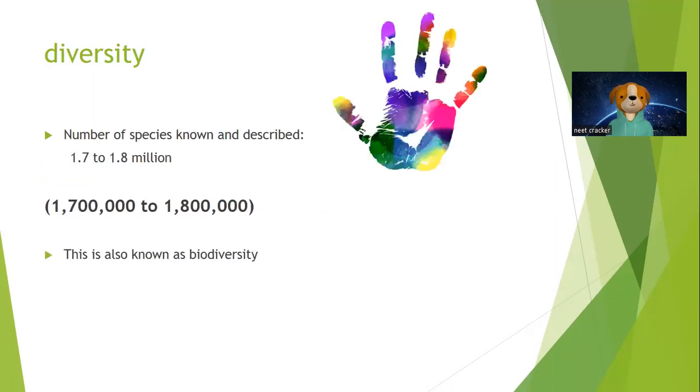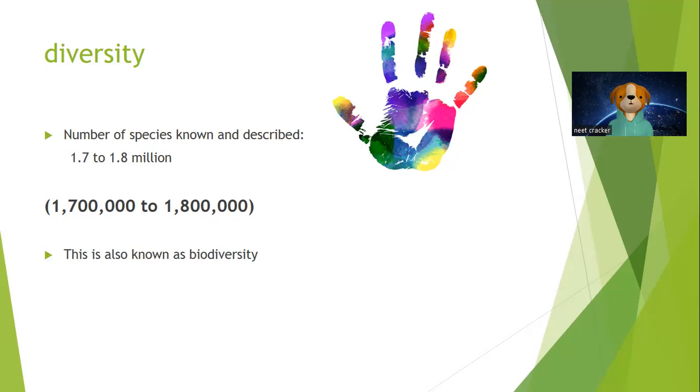So, there are a diverse number of living organisms known to mankind at present. The number ranges from 1.7 to 1.8 million. To put it into perspective, you can count the number of zeros. So, this vast number of living organisms, diverse from each other, is also known as biodiversity.